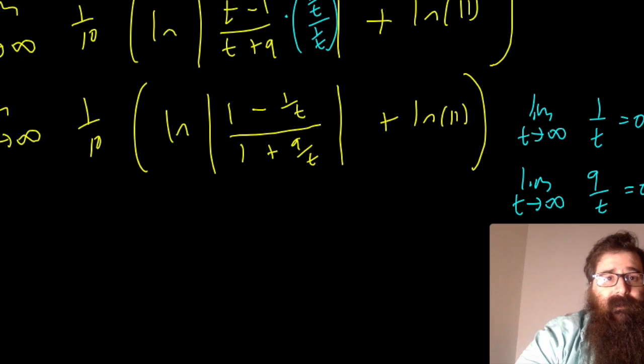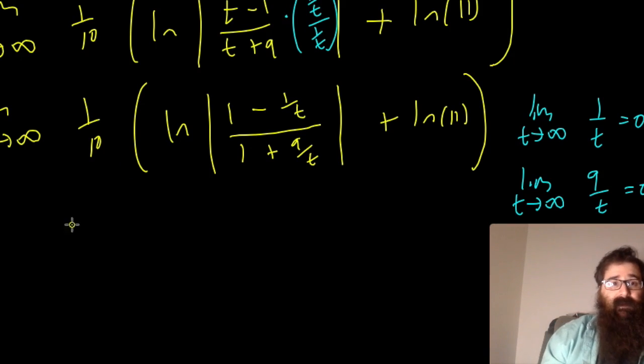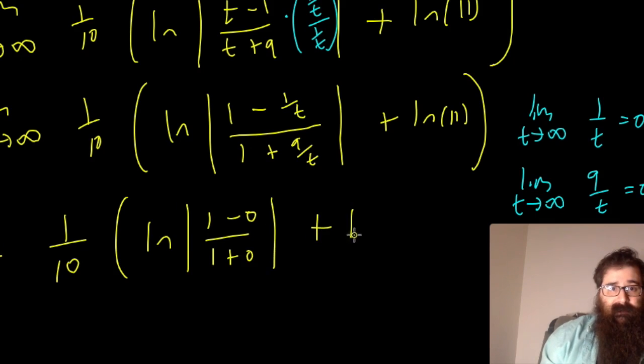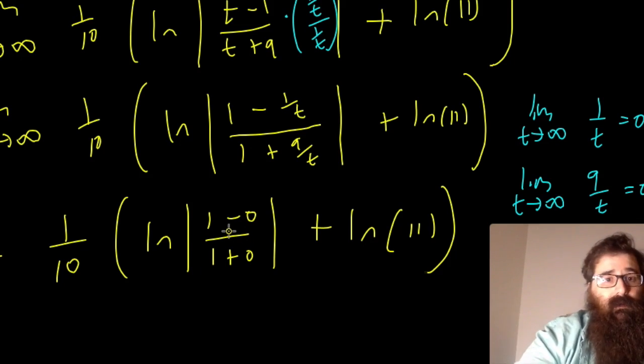So now I can talk about what this does for a limit. I don't have to write the limit anymore since I'm taking the limit. This is equal to 1 over 10, parentheses, natural log absolute value of 1 minus 0 over 1 plus 0, and then plus natural log of 11. And so this is just natural log of 1. If you remember, natural log of 1 is 0.